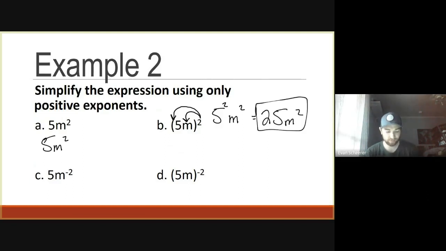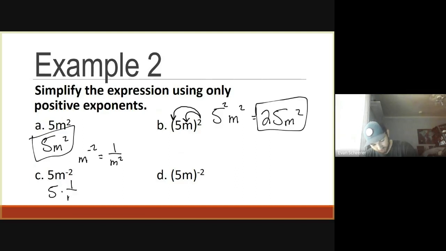5m to the negative 2. Notice this negative 2 does not go to the 5. So we leave the 5. And then remember, m to the negative 2 is the same thing. Hang on, let me box this. M to the negative 2 is the same thing as 1 over m squared. So that's just 5 times 1 over m squared. But if we change 5 to 5 over 1, this is going to equal 5 over m squared. That's your answer.